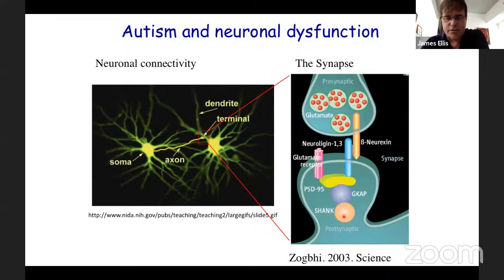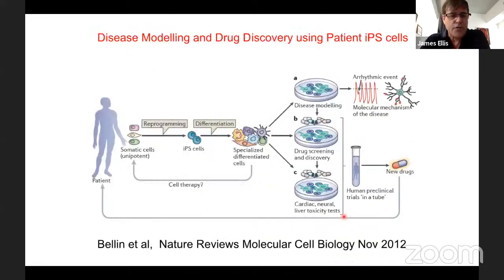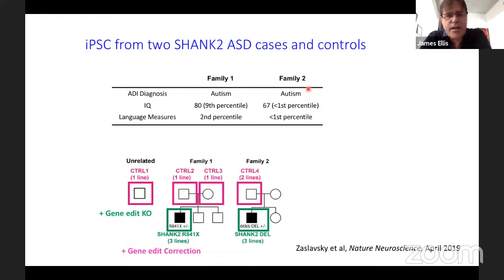And what I'll describe first of all is a paper that we published on SHANK2 iPS-derived phenotyping. So iPS cells were mentioned in the earlier talk. This is just an overall summary that you can take somatic cells and reprogram them with 4 transcription factors to make induced pluripotent stem cells. These are pluripotent and they can differentiate into essentially any cell type. We tend to make neural progenitor cells from them and then differentiate them into neurons. You can do disease modeling in a dish or drug screening, and eventually toxicity as well for new drugs. And other people use cell therapies, which is not a particular approach for our lab. We're focused on disease modeling. So the 2 SHANK2 ASD cases that we studied are shown here with family 1 and family 2.